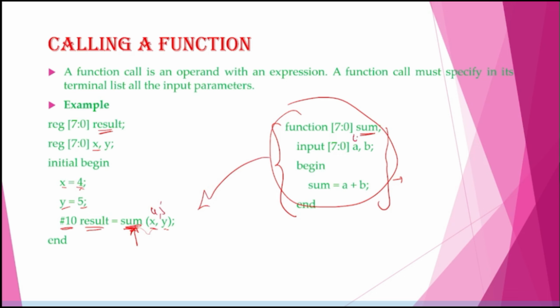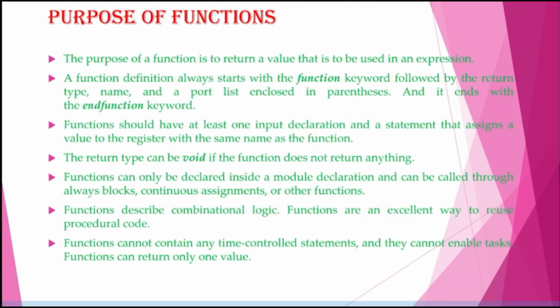Now sum equals 4 plus 5. The logic will be executed, and then the output is returned to this particular result. Got my point? Yes. So in this way the execution is done. As soon as sum 4 plus 5 equal to 9 is assigned to result, the execution continues with the next process. So this is how the calling of a function is done. Hope you got an idea on how we define and write a function.